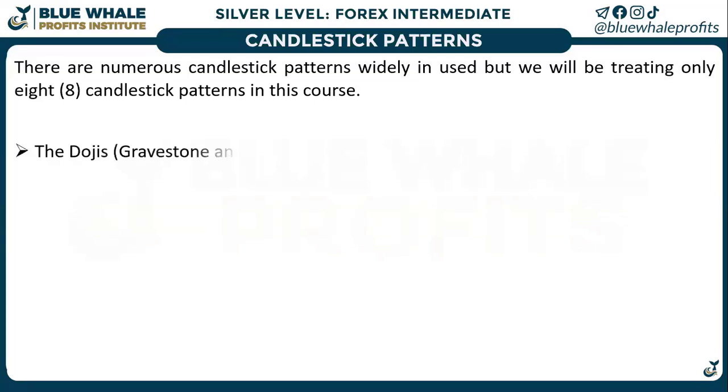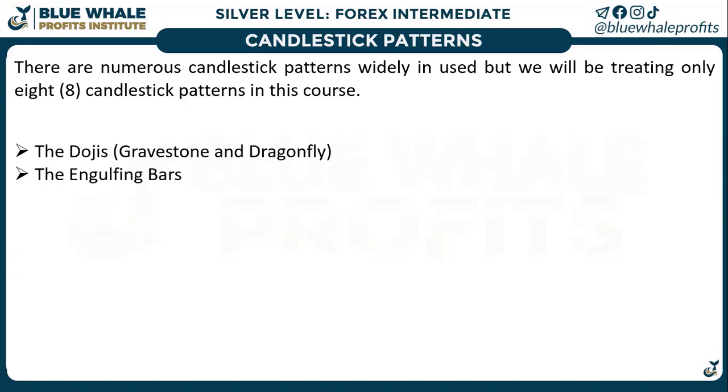Let's move on. So we have the Doji, which comprises the dragonfly and then the gravestone Doji. That's the only candlestick I use. We have classic Doji, 4-price Doji, long-legged Doji, a lot of them. But I trade only gravestone and then dragonfly. And then we have the engulfing bars.